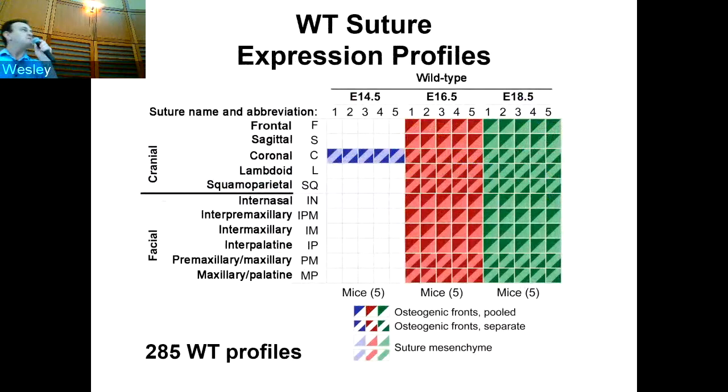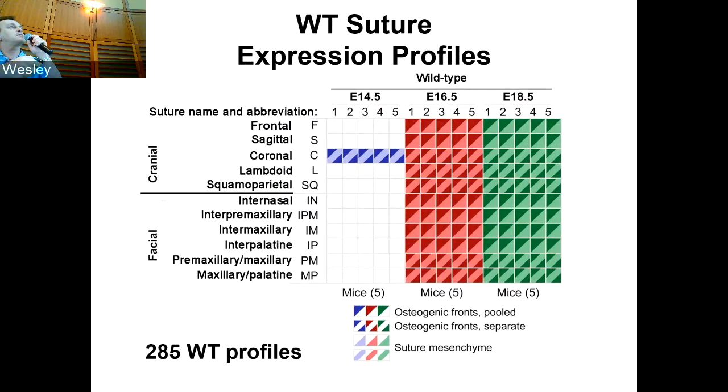So in the suture bone data set, for the wild-type samples, that's 285 wild-type expression profiles. Each box, say in the top left, represents one replicate of a suture, and it may have either two or three divisions, depending on whether it has one homologous pair of bones. So the left and the right are basically the same bones, say the frontal. Or in the case of the coronal, they may have two separate bones and the suture mesenchyme.